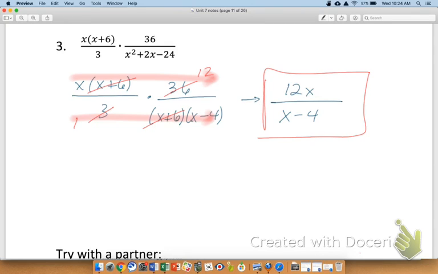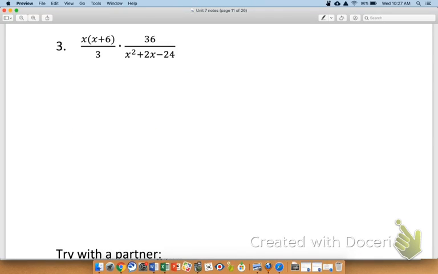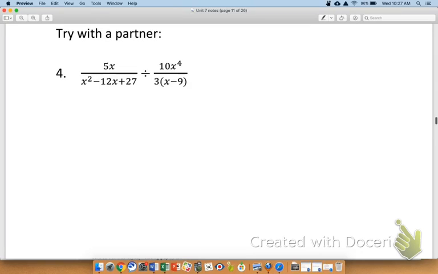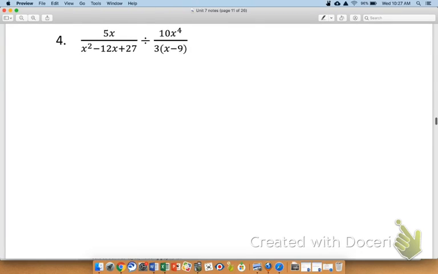All right, and then finally number 4, I want you all to try with a partner. This might be tough if you're just by yourself at your house, so maybe this should be more of a try on your own sort of thing. Please notice it's division. Please notice there's a little bit of factoring to be done, so give it a shot. Go ahead and pause the video and look at the solution in a minute.